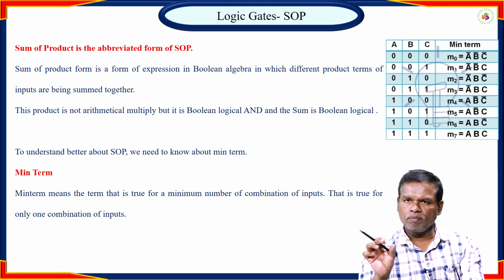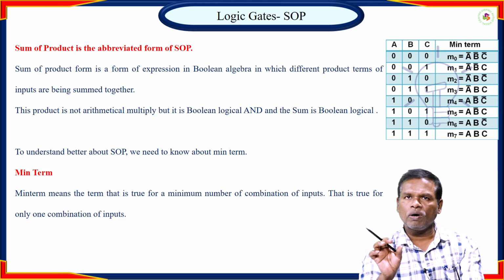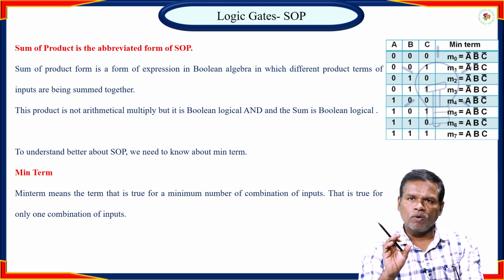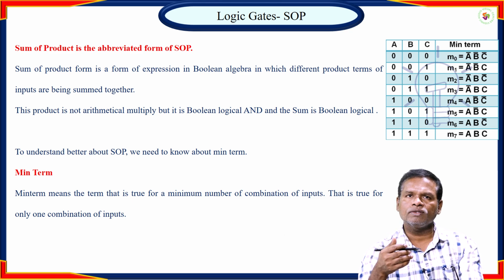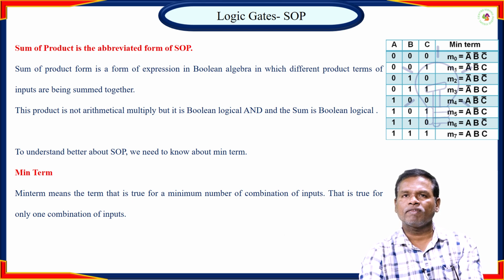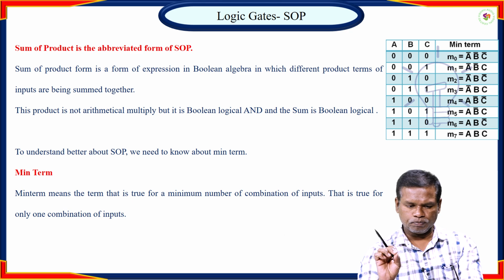Each product term can be a min term. That's why we should know what a min term is. Once you know min terms, the sum of products form is also a sum of min terms. Here a min term is a term with the minimum number of combinations of inputs, which is going to be true for only one combination.